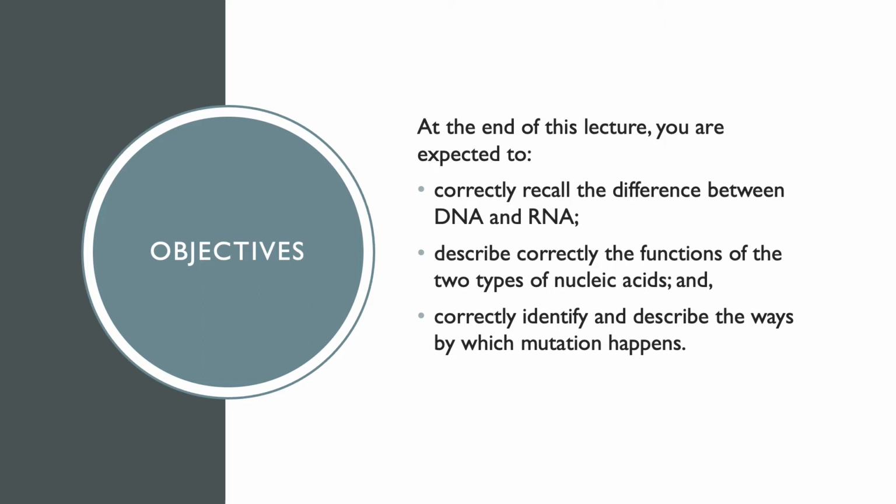First, correctly recall the difference between DNA and RNA. Describe correctly the functions of the two types of nucleic acids, and lastly, to correctly identify and describe the ways by which mutation happens. At this point, let us talk about the DNA or deoxyribonucleic acid, its historical background, and its composition.